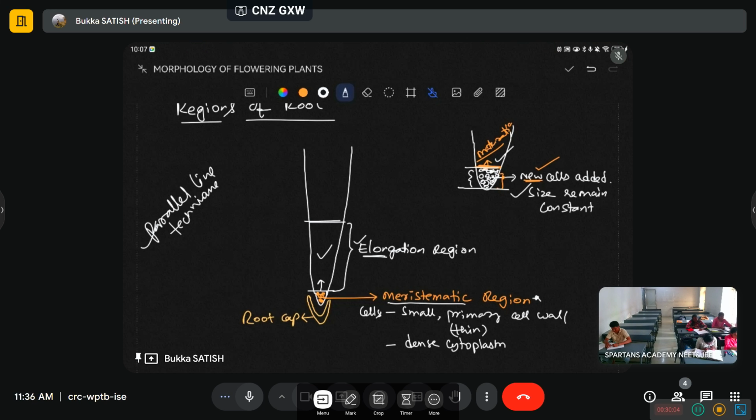Right? So what is happening in this region is cells are undergoing differentiation, maturation. During maturation only, vacuolation will occur, right? So here vacuolation will occur. Vacuolation will start.